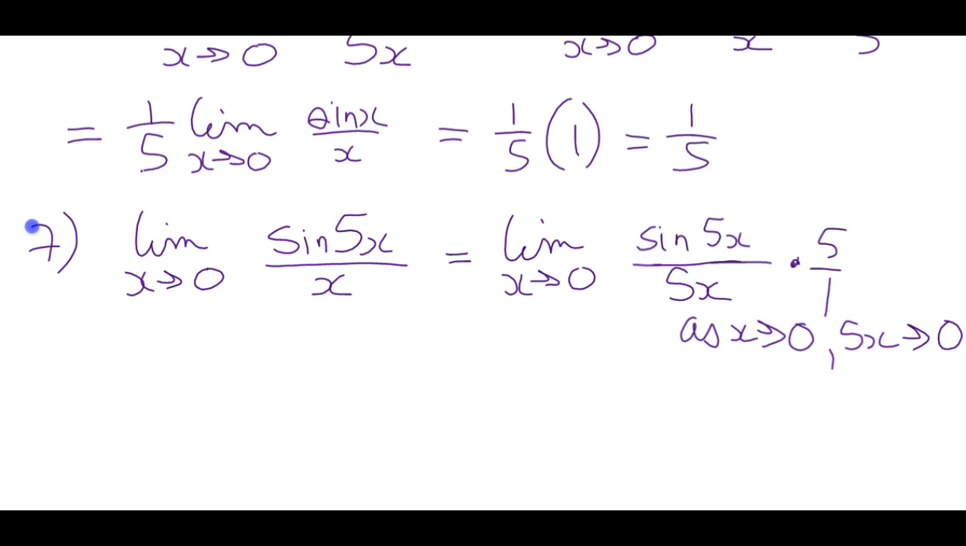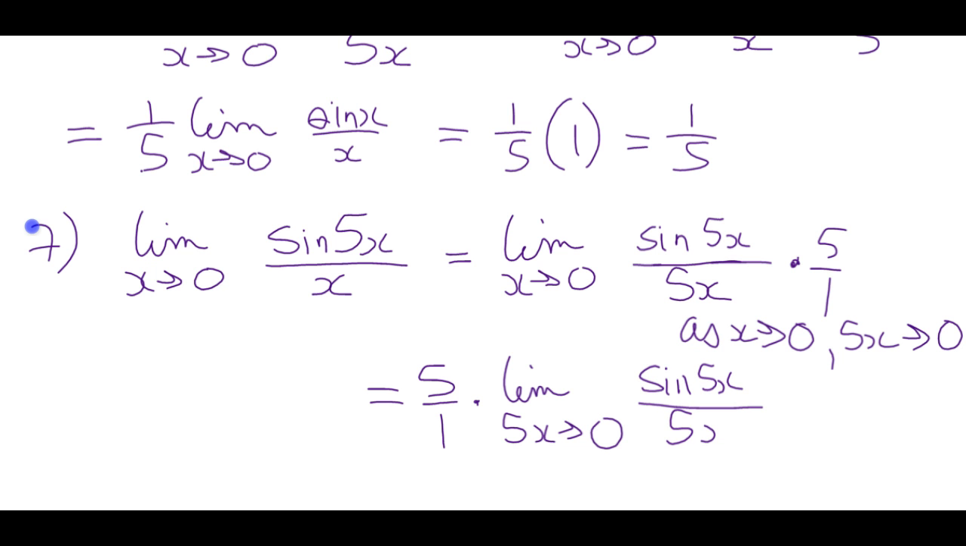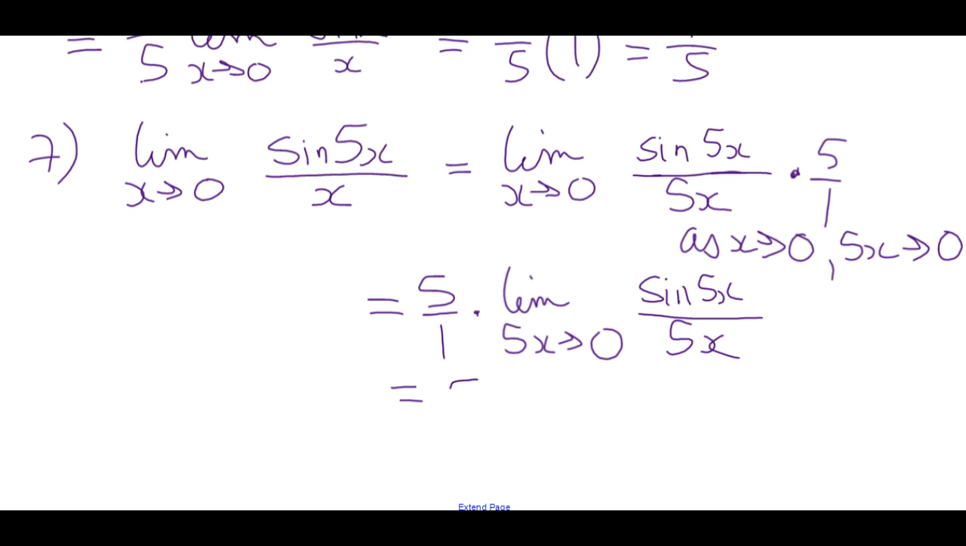So then we should just be able to write this as the limit as 5x approaches 0. Oh, hang on a sec. We can pull the constant out, right? So we can write it as 5 over 1, just 5. You could just put a 5 there, the limit as 5x approaches 0 of sine of 5x over 5x. So if these guys are the same, then what is this limit? 1. So what's it equal to? 5. So that's 5 times 1, which is 5.